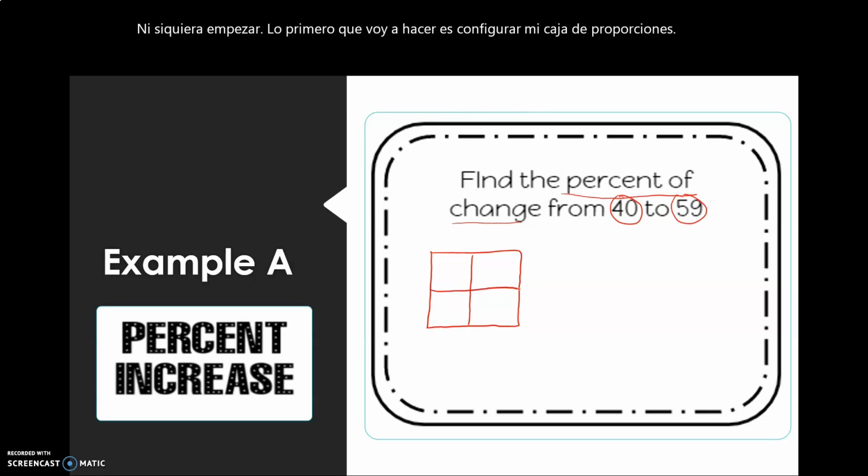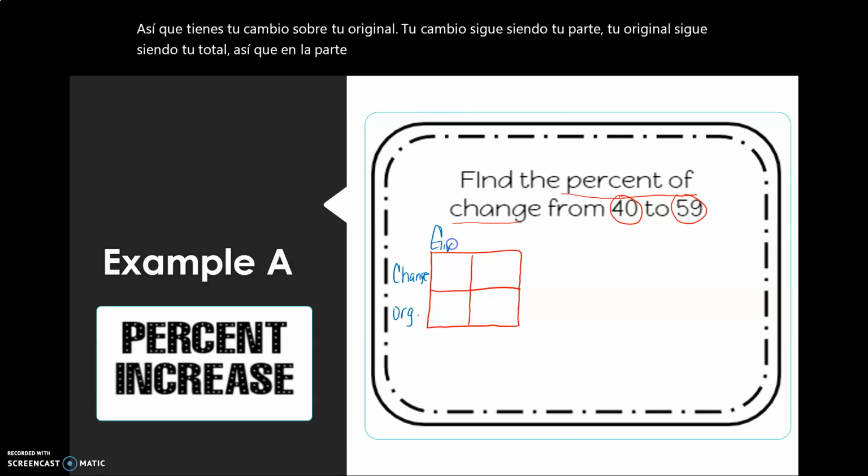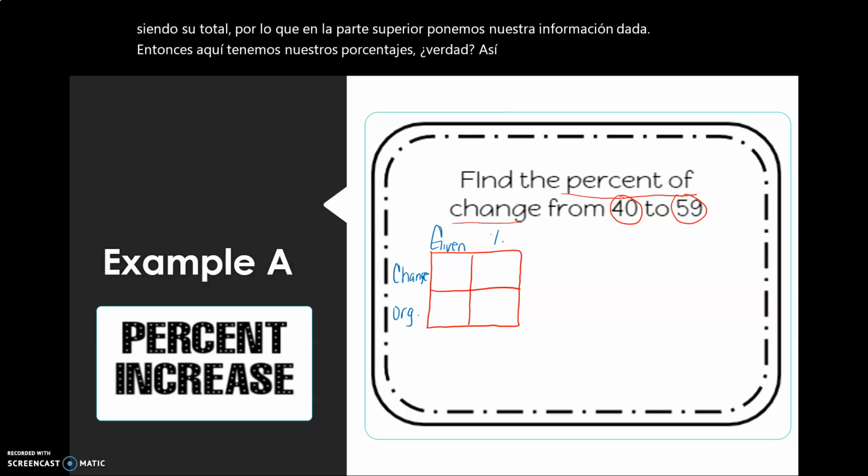So usually when we're working with percentages, we do part over total. But with percent change, you are going to put change over original. So you have your change over your original. Your change is still your part, and your original is still your total. So at the top, we put our given information. Then here we have our percentages, right? So we're going from 40 to 59.